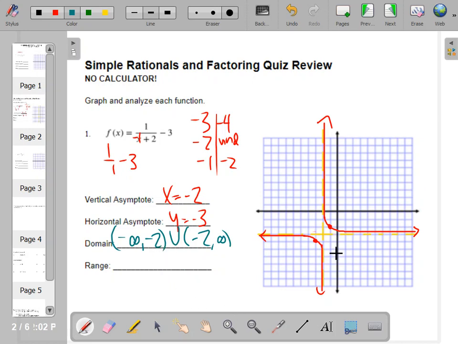Similarly, the range is pretty much doing the same thing. This guy goes forever down, so -infinity to, but you have to pick up your pencil at the horizontal asymptote, which is -3, and then you do the same thing for the top half, -3 to infinity for this guy. Okay, so that's the first one. I'll go a little quicker for the second one now.